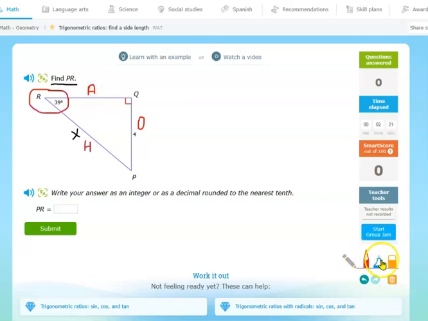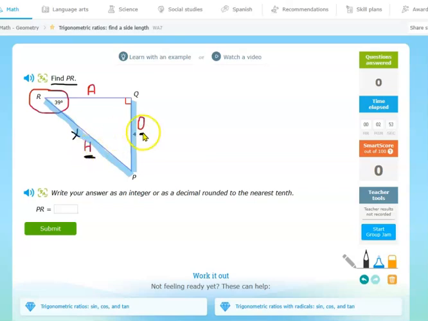Then I'm going to grab my highlighter and highlight the two sides that have either a measurement or the variable. This right here, PQ, has the measurement of 4 that was given to us. We also want to highlight the side that has the variable, the side we're looking to find. PR was what they were asking us to find. Then I'm going to look at the two sides that we have marked and determine what trig ratio involves these two.